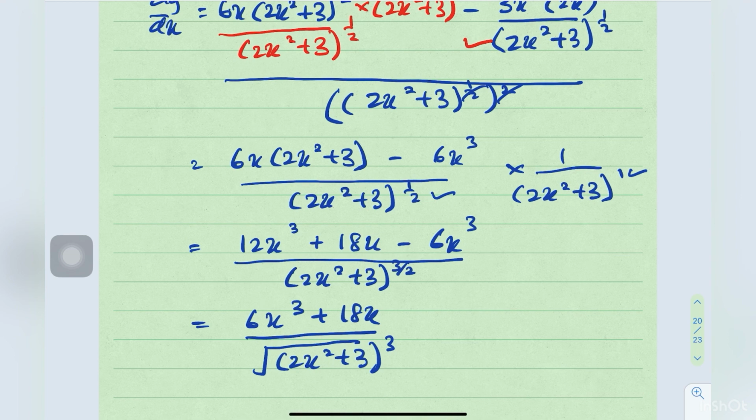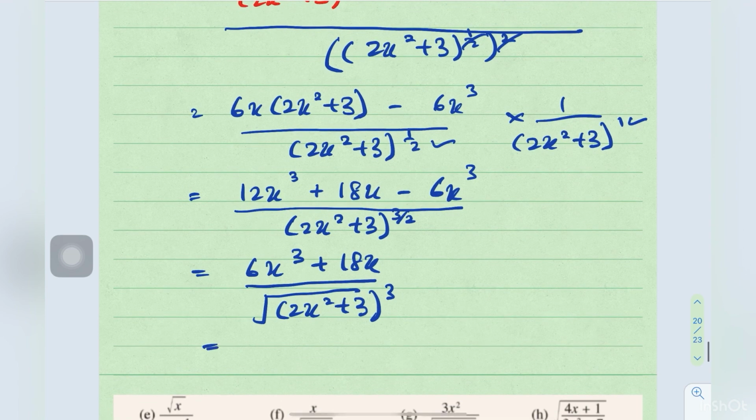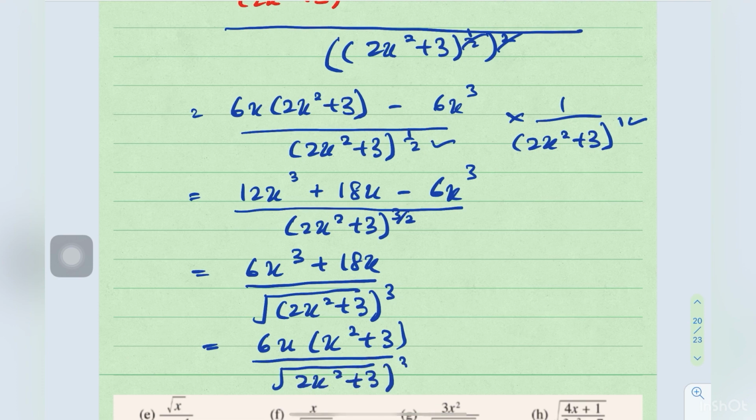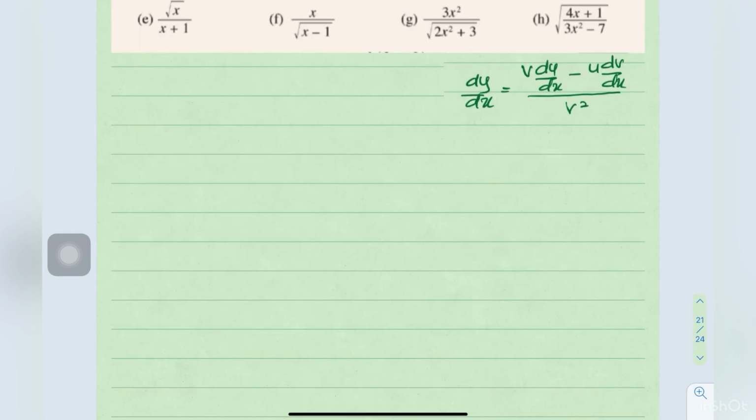Okay, so this one also you can simplify. Okay, finally we get 6x times (x squared plus 3) over (2x squared plus 3) cubed. Okay, question H.